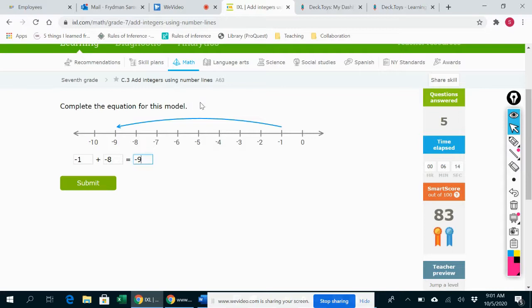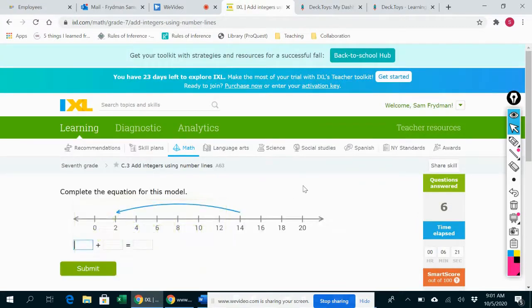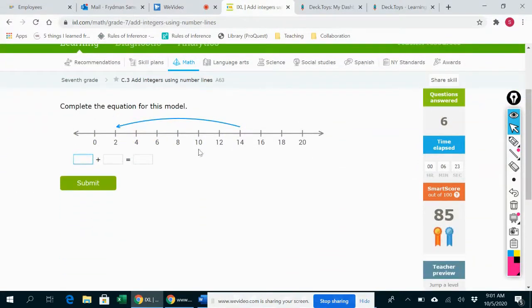And again, so far it didn't give me any examples where I would put a positive number here, but remember, if you're adding a positive number, you would move to the right. If you're adding a negative number, you would move to the left. Hopefully it gives me an example where we add a positive. No, again, it didn't.